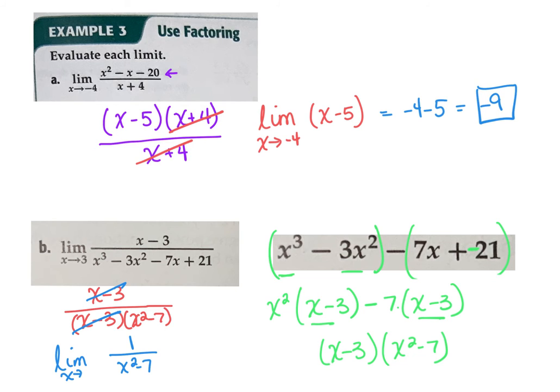Now can I plug in a 3? Yes. I get 1 over 9 minus 7. Which gives me what? 1/2. That is my limit. All right? So factoring. The first way you're going to try is direct substitution. Then you're going to say, hey, is it possible to factor it and get rid of my problem? Go ahead and try A and B there.